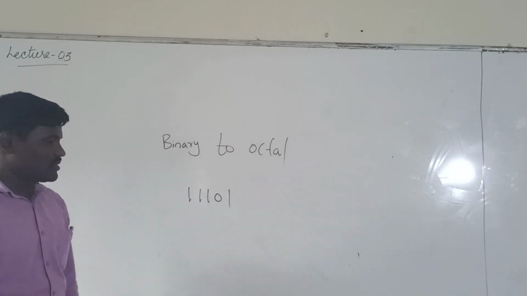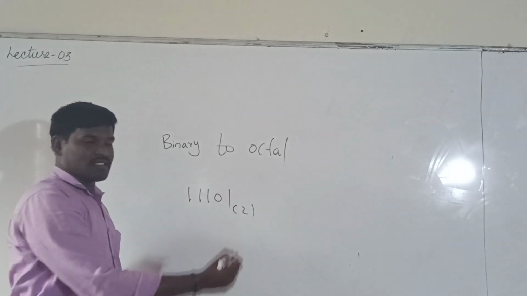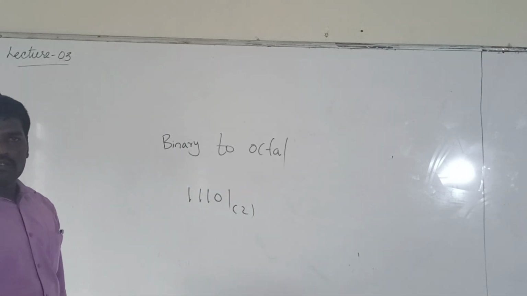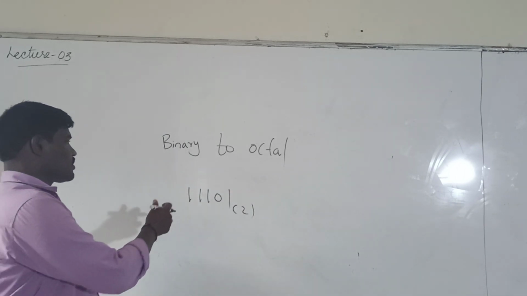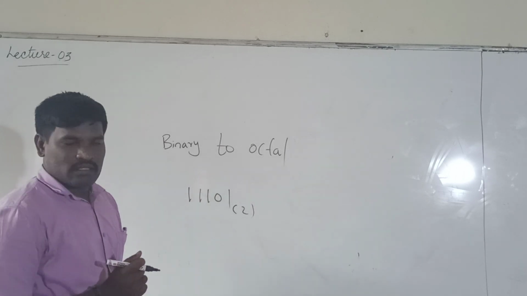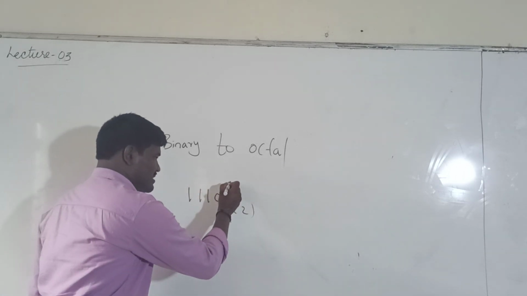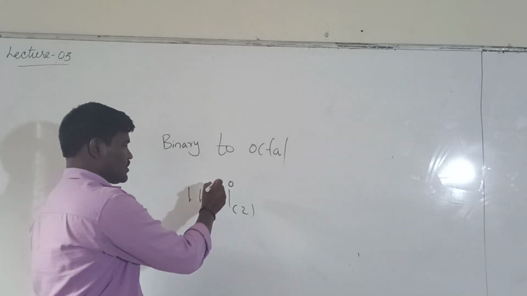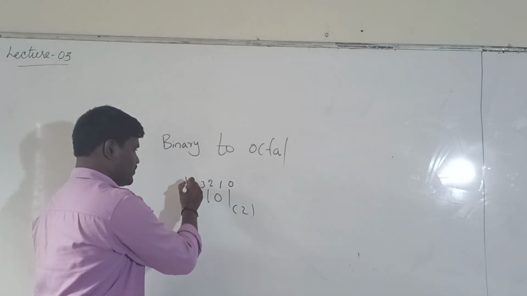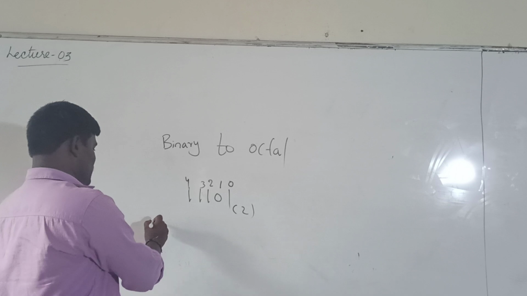11101. So this is the binary number. We already know how to convert binary to decimal. How to convert? First you have to write the positions, that is 0, 1, 2, 3, 4. First you have to mention the powers.